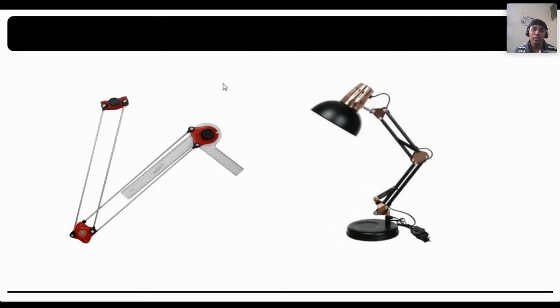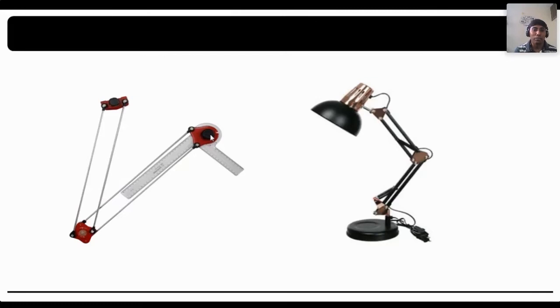Because if I have a single rod and another rod, this particular point would endure angular rotation because of joints 1 and 2. But when we use a parallelogram mechanism, the orientation at the end point will not change. So this is one advantage, right? This we need to use for our mechanism.